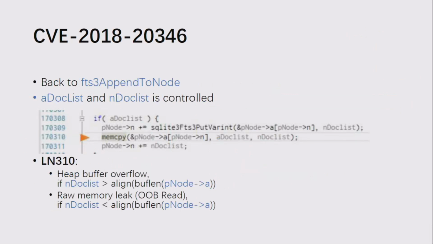Okay, let's go to the append to node. Since in the last step a doc list and n doc list are controlled, we can now overflow the buffer of p node a in line 310, or we can copy some raw memory data to it, as long as it does not exceed the aligned value. Then we can query the new table to get the leaked raw memory. By setting up adjacent tables, we can overflow the function pointers of the table very accurately to exploit code execution.